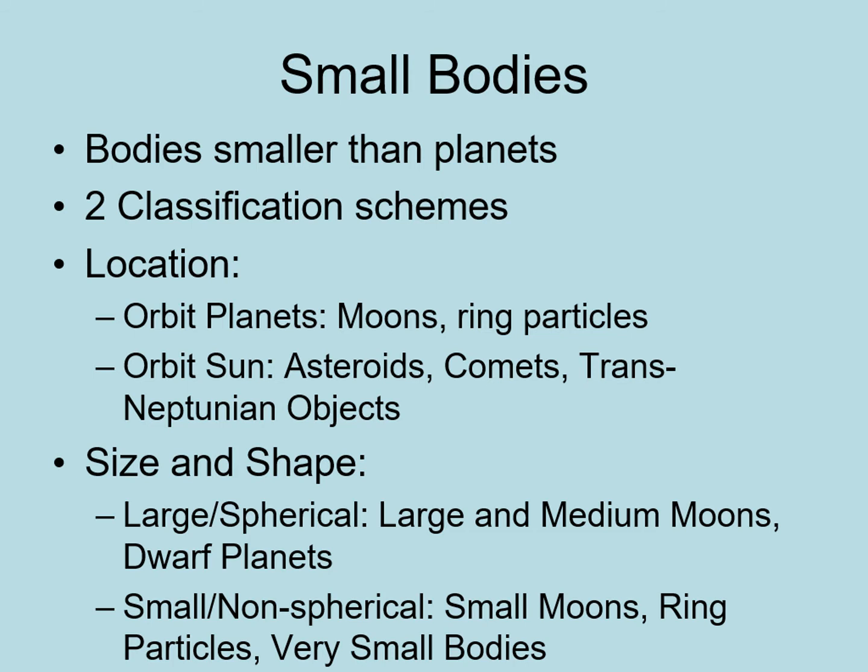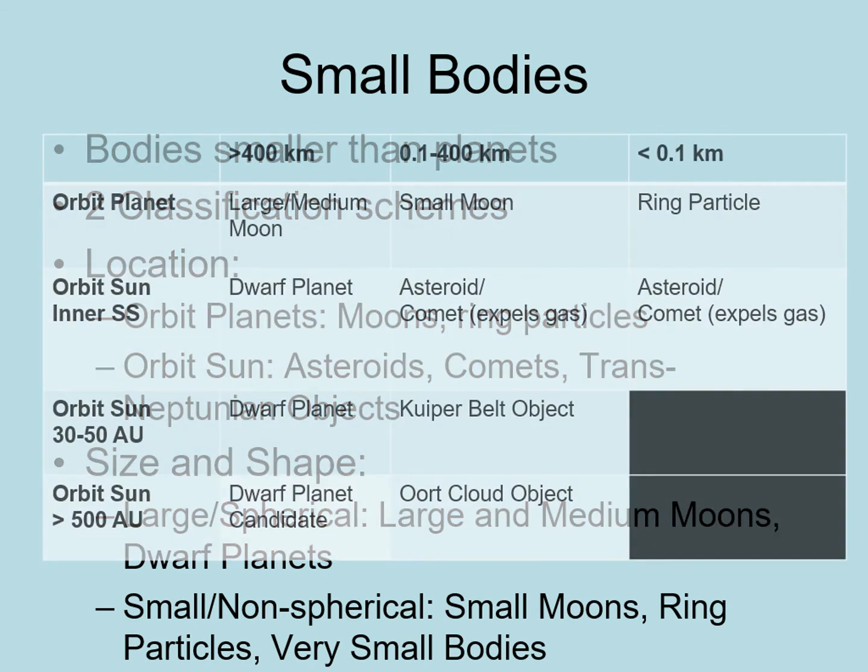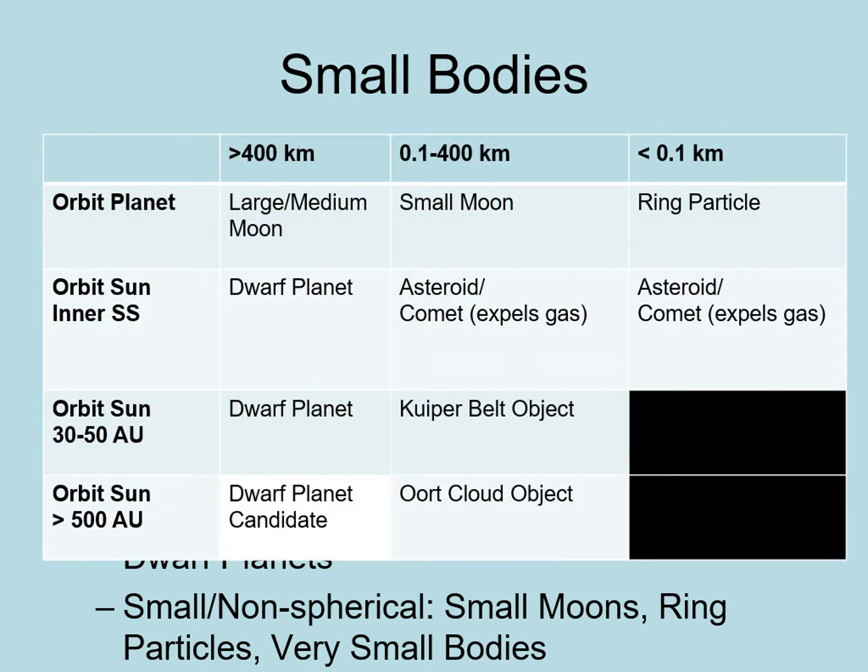This last term, very small bodies, is not a recognized term in the field. However, in this course, we'll use it to refer to anything orbiting the Sun that is too small to become spherical. This table summarizes all of the major classes of small bodies in our solar system. The areas left black are combinations not yet seen in our solar system, though they probably do exist. They just haven't been directly observed yet.